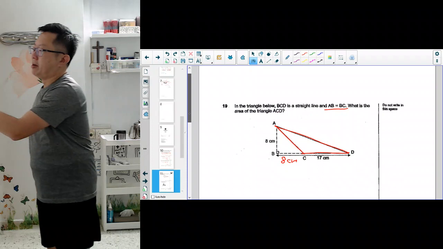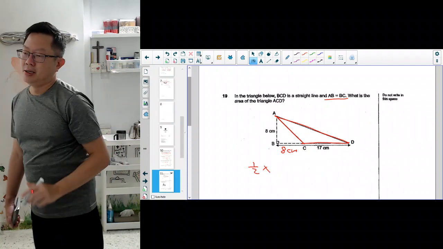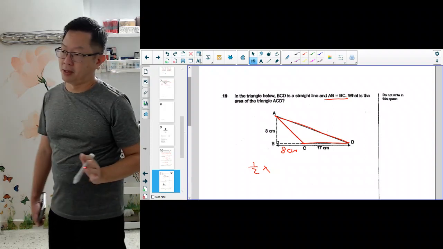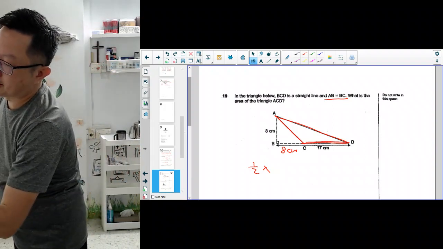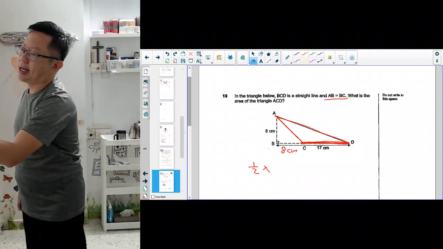Okay, then you must recall your formula. So what is the formula? Half times base. So the base has to be one of the 3 sides of the triangle. So if you choose this as the base, okay, this is the base, then where's the height? The height has to be right angle to the base.